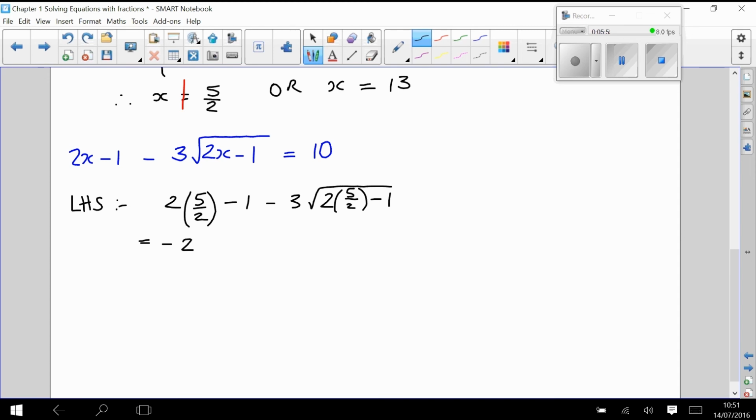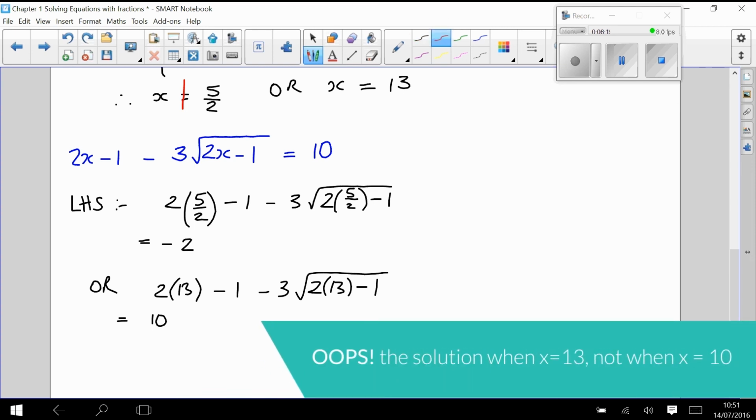Now we go back to the second solution we got, and we test it again. When we test it using x equal to 13, I'm going to get 2 times 13 minus 1 minus 3 times the root of 2 times 13 minus 1. And very happily, if I calculate this sum, I get an answer of 10. In other words, the solution x equal to 13 was the only solution that I could use for this particular equation.